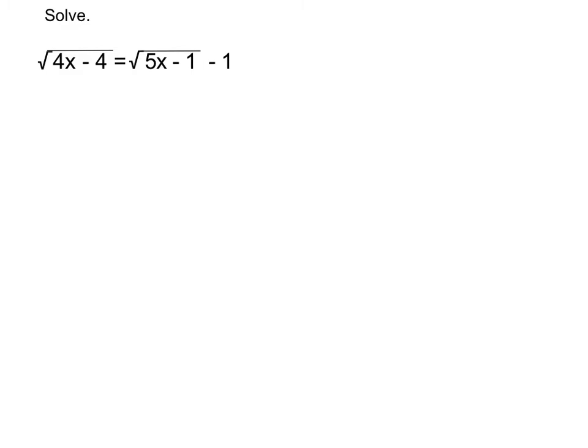You can't square once and then square square. That's not fair. And yes, that rhymes. So I am going to square this entire side, and then I'm going to square this entire side. So the left-hand side is nice, cancels out to 4x minus 4.